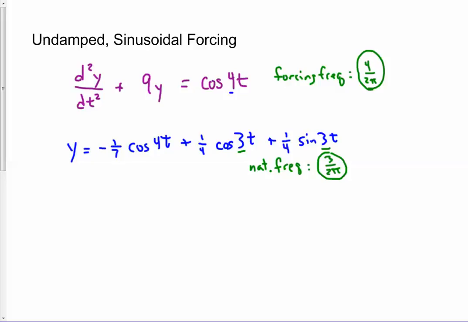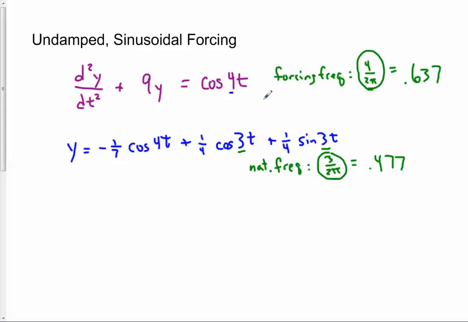Might be easier to think about this if I turn those both into decimals. The forcing frequency is 0.637, and the natural frequency was 0.477. So you see they're a little bit off. This many cycles per second, that's how often the forcing was happening. But this many cycles per second is what it wanted to do. So they were out of sync.